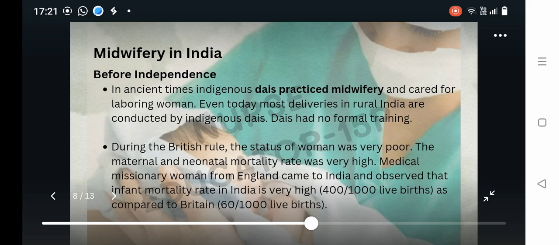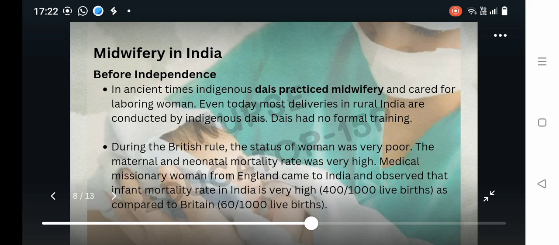Even today, most deliveries in rural India are conducted by indigenous dais, and they do not have any formal training. They are not trained women, they are only experienced because they have given birth to more than four or five children, so they have no formal training.